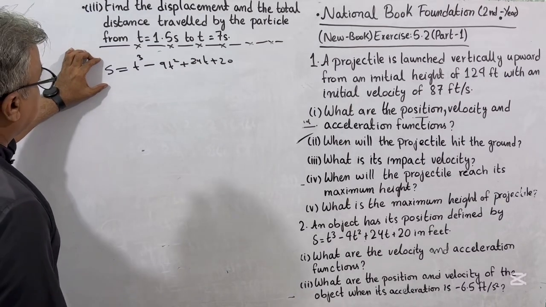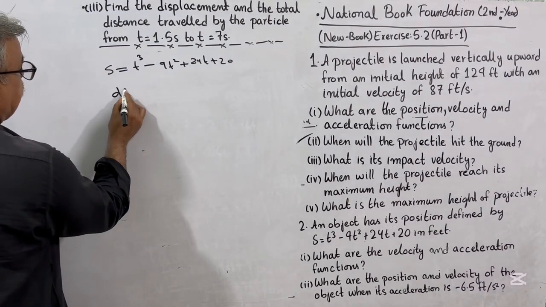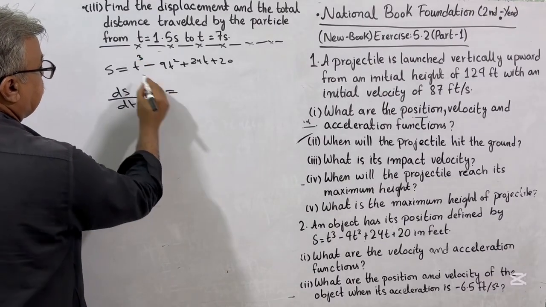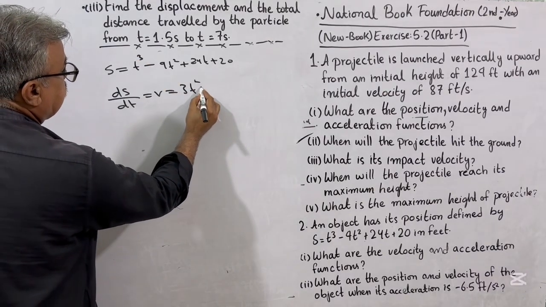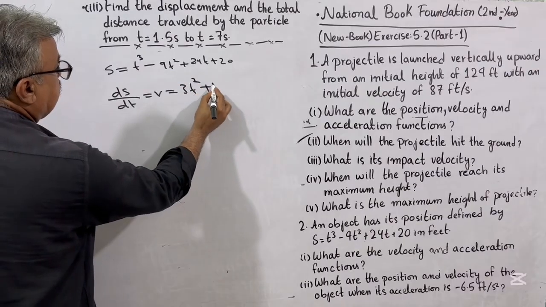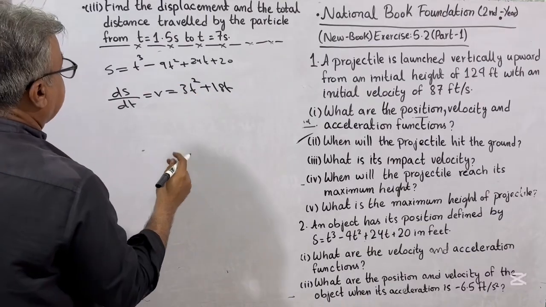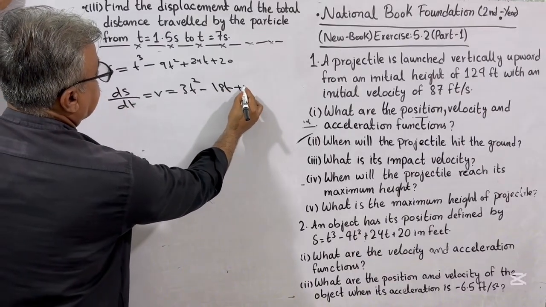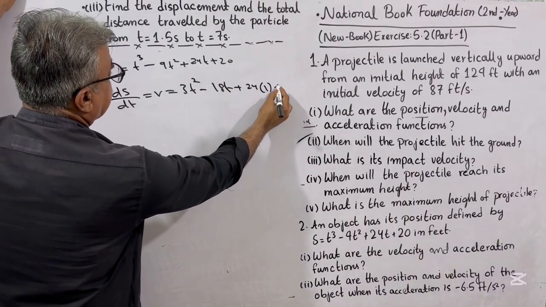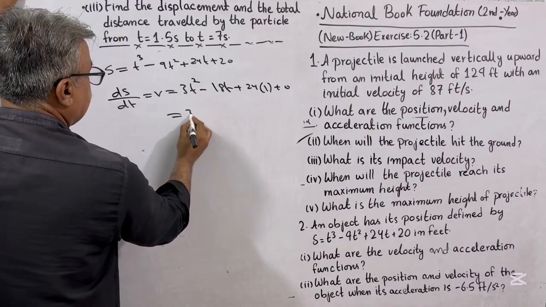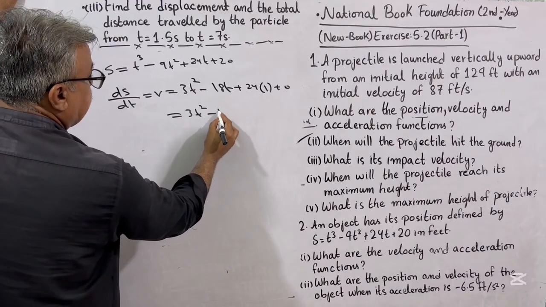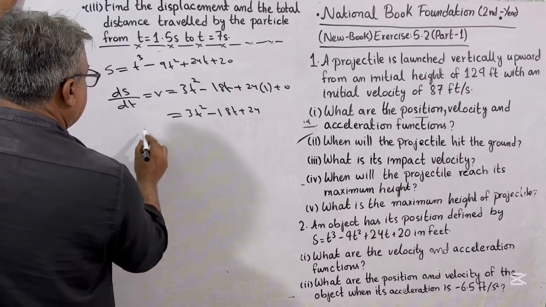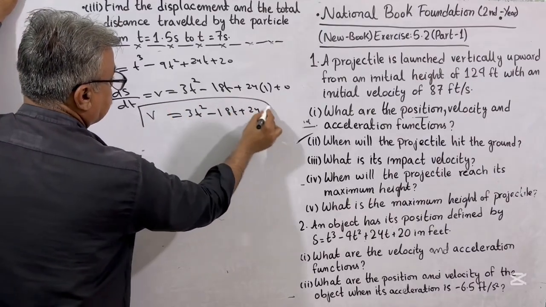Displacement is given to us. Differentiate this one time to get the velocity, ds upon dt. It will become 3t squared, minus 9 times 2, that is 18t, plus 24. Differentiation of t with respect to t is 1. So we have the velocity function as 3t squared minus 18t plus 24. That is our velocity function.